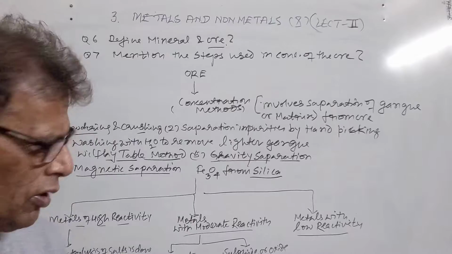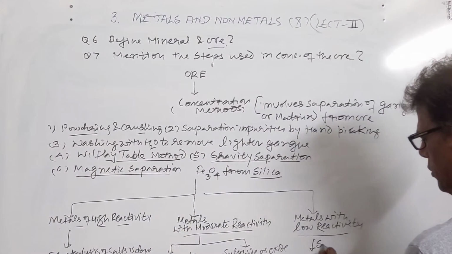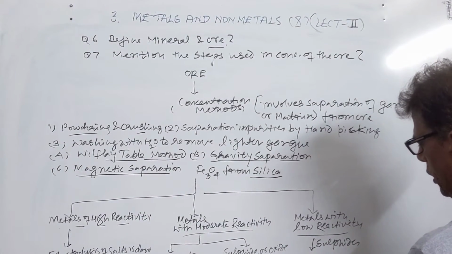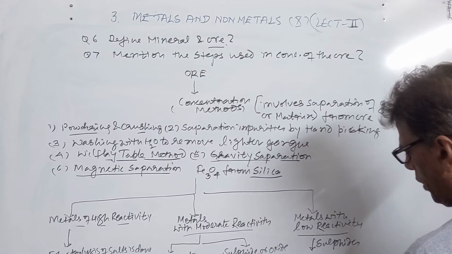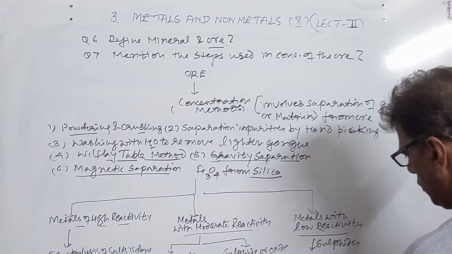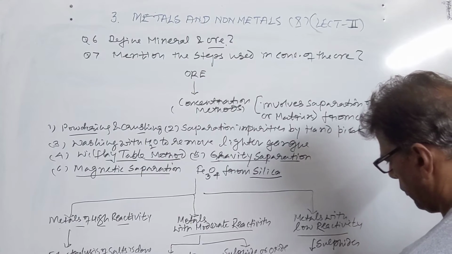Then we have metals of low reactivity. They generally exist as sulfides. Sulfide ores are always subjected to roasting. It will convert sulfide ore into oxide ore. Then the reduction of the oxide is done. We get metal, which is again subjected to refining.